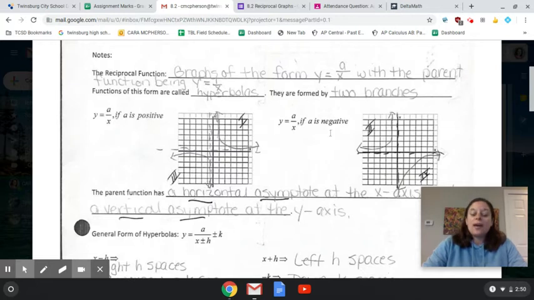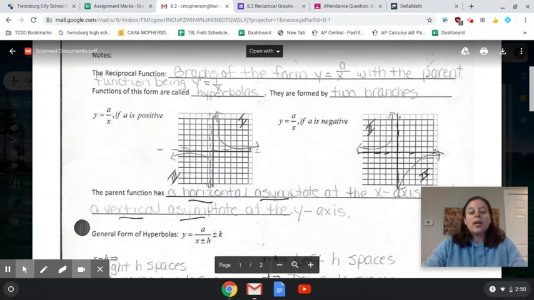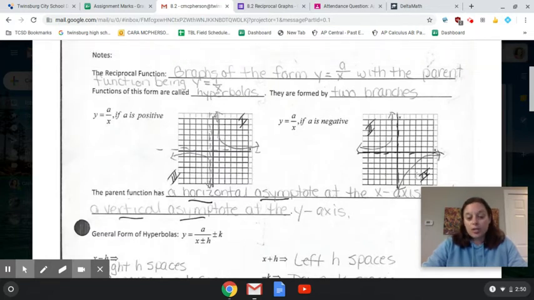If the a value, the numerator of the fraction, is negative, you can put the negative out front or on top, like negative 5 over x or negative 3 over x. What it does is it flips it. And we've had conversations about making something negative and that flipping. So now instead of having branches that are in the first and third quadrant, we flip it over and we have branches that are in the second and the fourth quadrant.